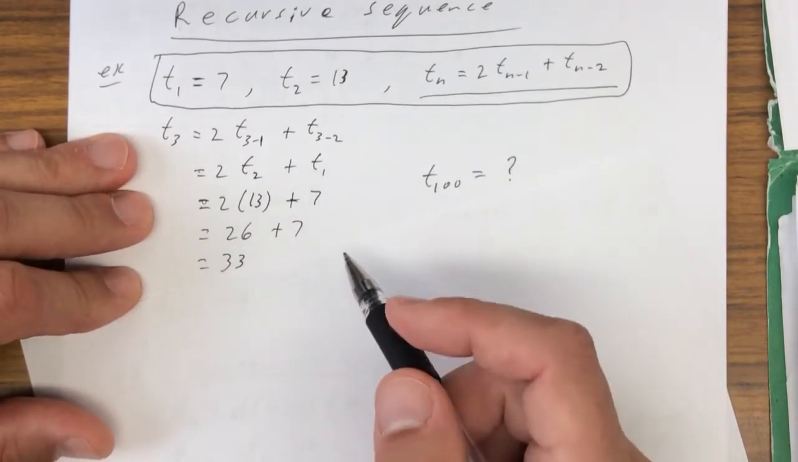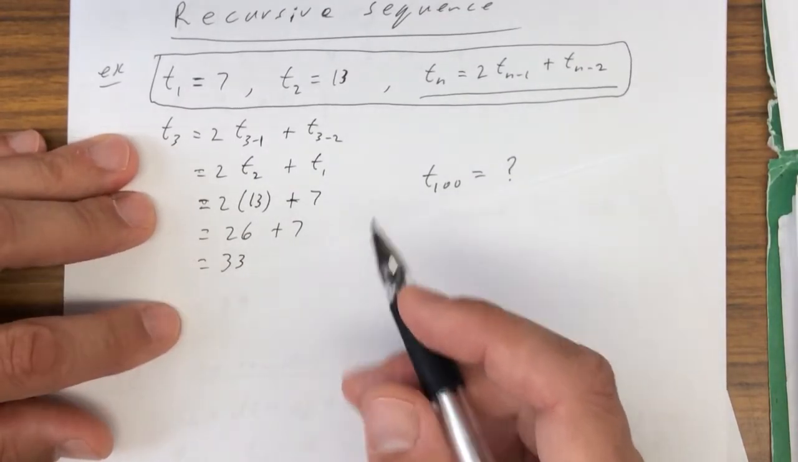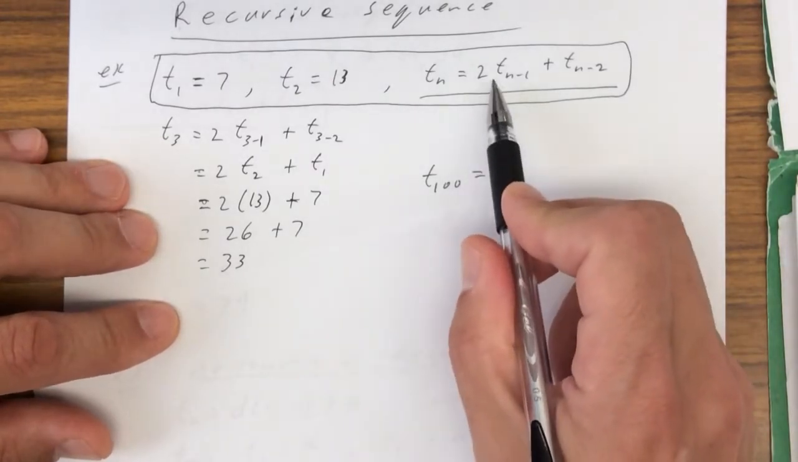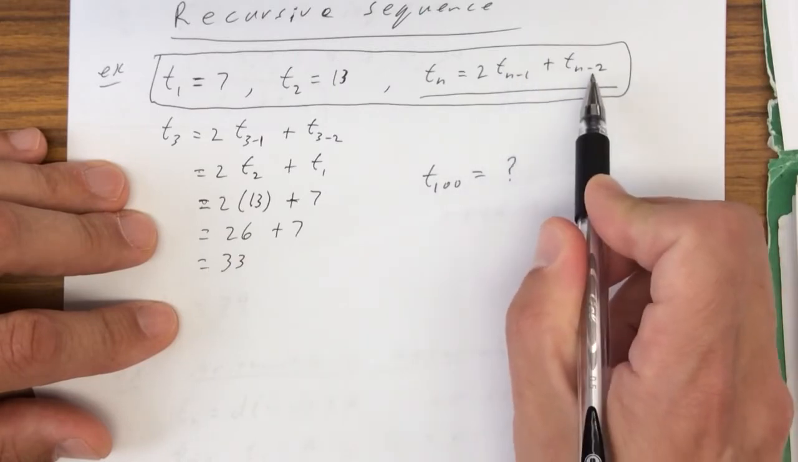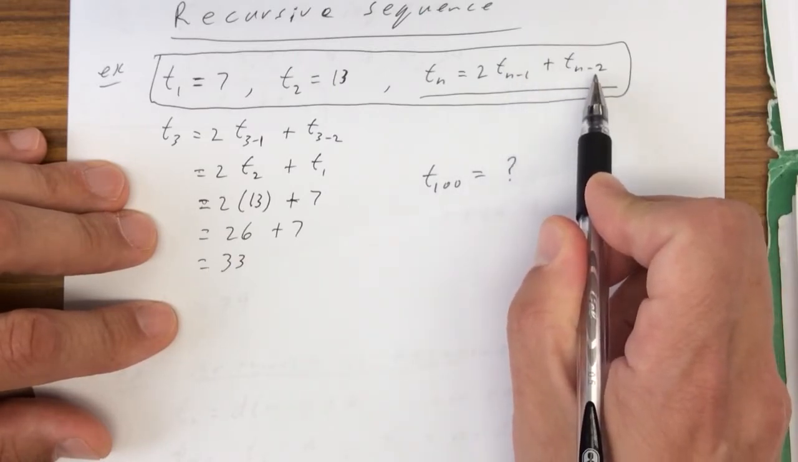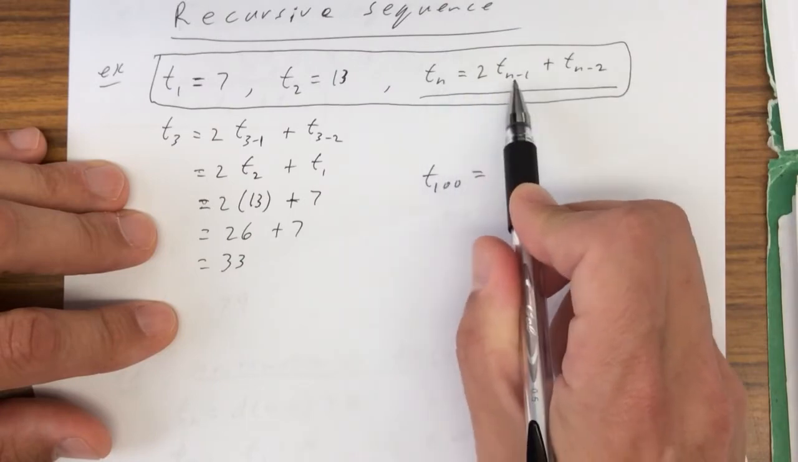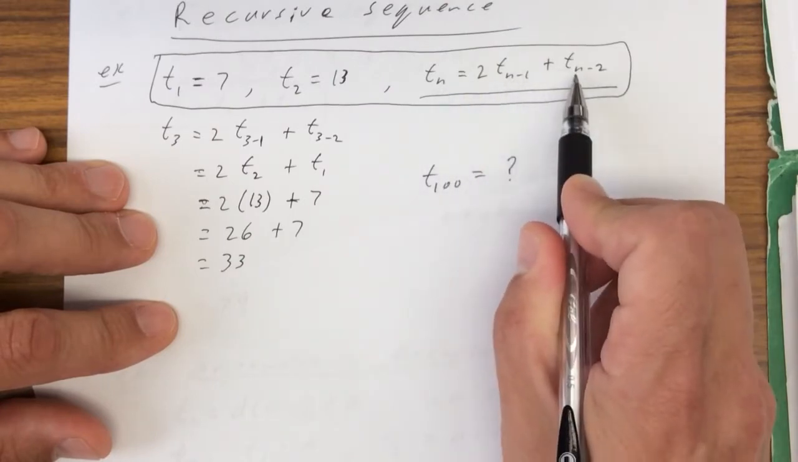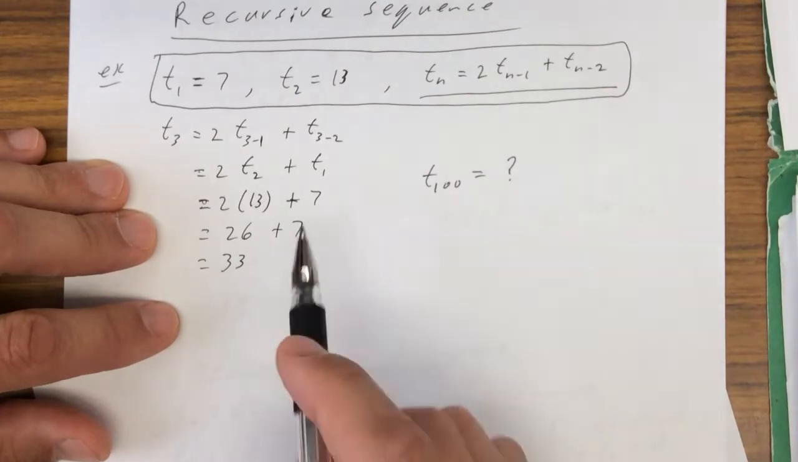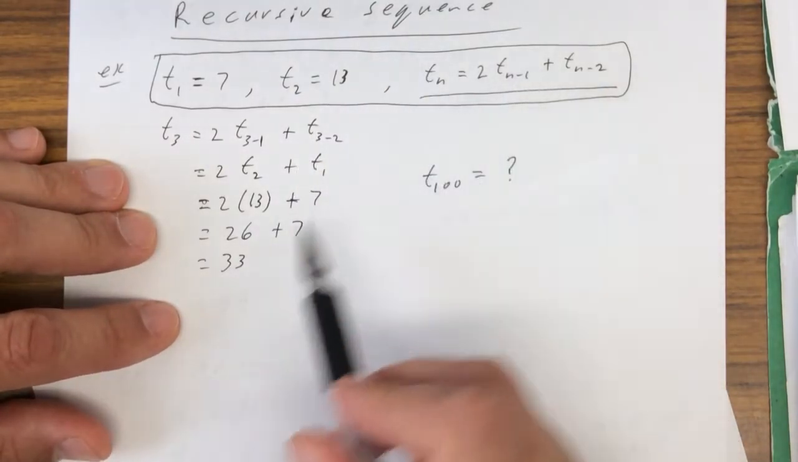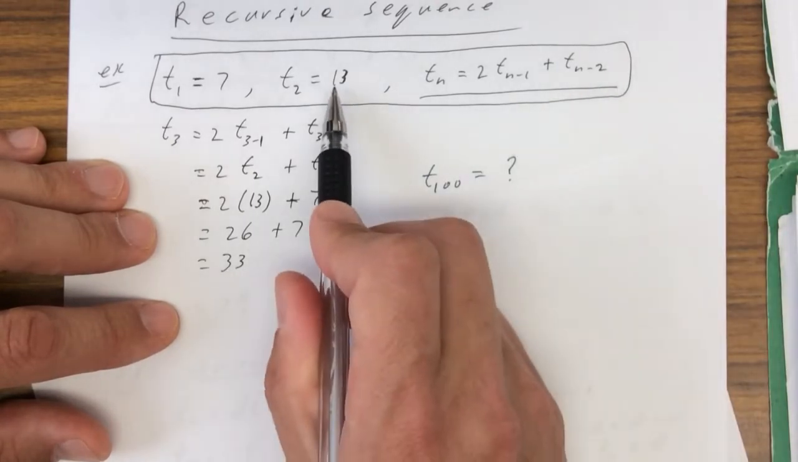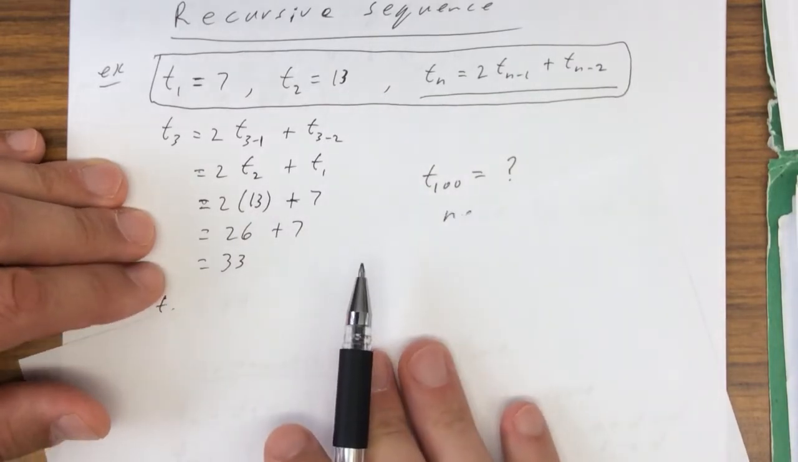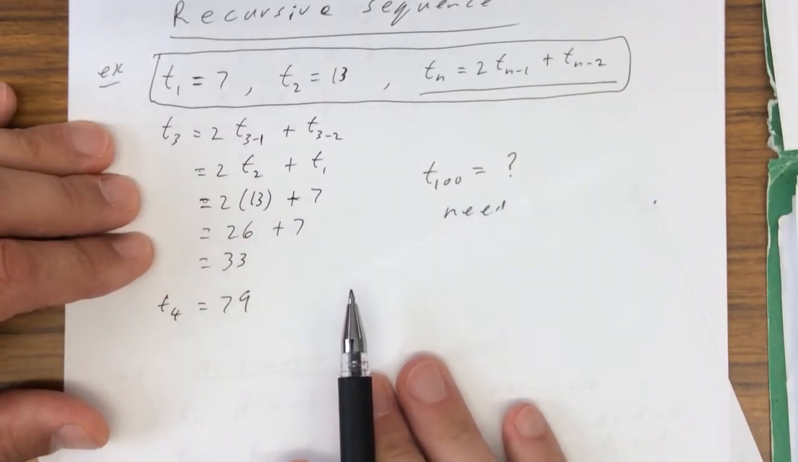And how would you calculate term 4? Well, term 4 will be 2 times the term before it, which is term 3, plus the term 2 before it, which is term 2. So term 4 would equal 2 times term 3 plus term 2. And if you did that, 2 times term 3, so 2 times 33, 66, plus term 2, 13, would be 79. And that's what you get.